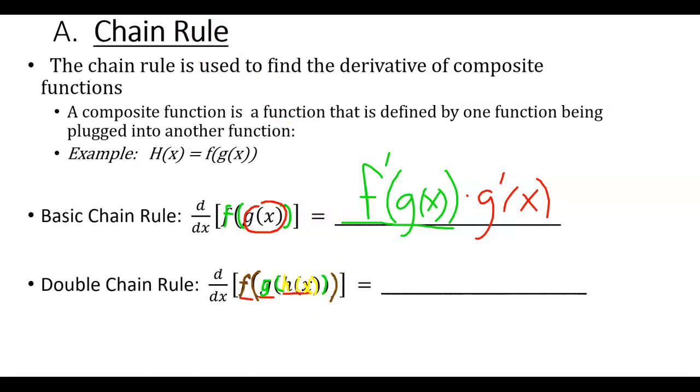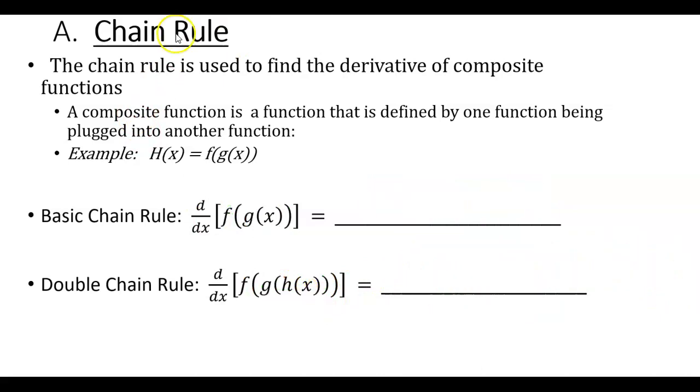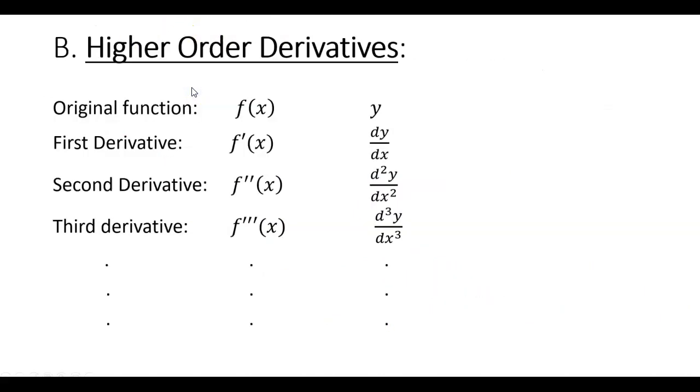You do the derivative of the shell, keep the inside the same, multiplied by the derivative of the egg whites, keep its inside the same, multiplied by the derivative of the yolk. And that's it. So that would be like a double chain rule. Okay, so that'll come up in our lesson this week.